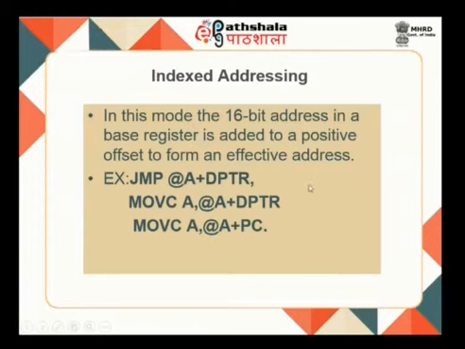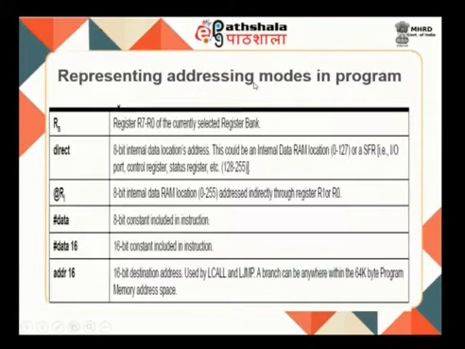Now, I have to go and find out what is available over there, which should be moved to A. So, this is also indexed addressing. So, JMP @A+DPTR in the sense DPTR plus whatever the content of your A is added, where you need to jump. So, in this mode, the 16-bit address in the base register is added to a positive offset to form an effective address. An effective address is found after adding the data. So, it is only because of this that it has been called indexed addressing.